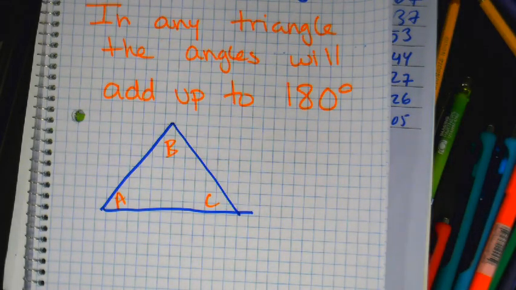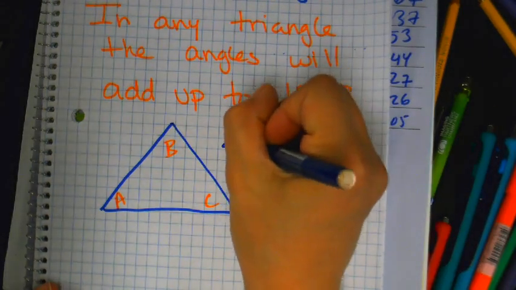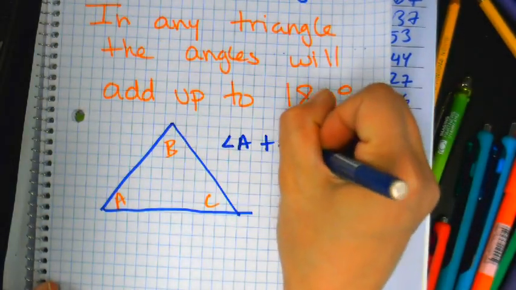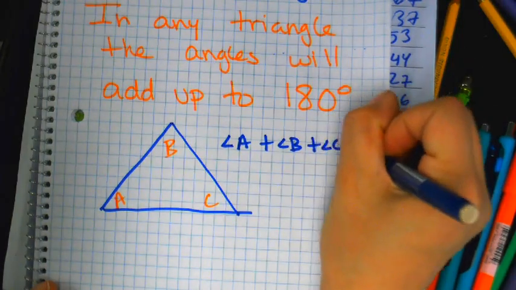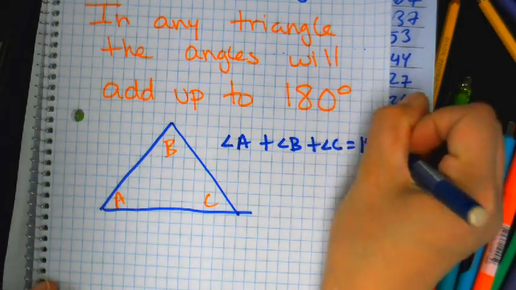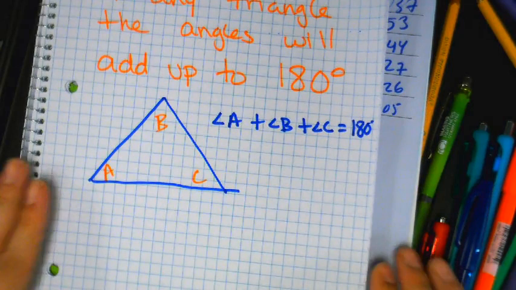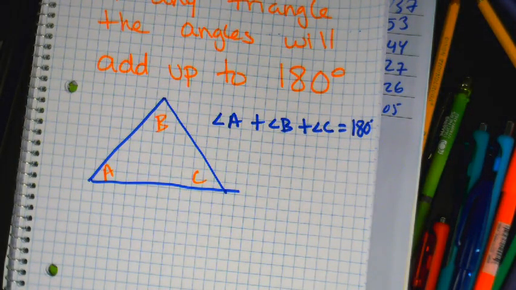All right. In math, we say that angle A plus angle B plus angle C is equal to 180 degrees. This is what this says. If I take this angle plus this angle plus this angle, it should give me a total of 180 degrees. Okay? Super easy. Super easy.